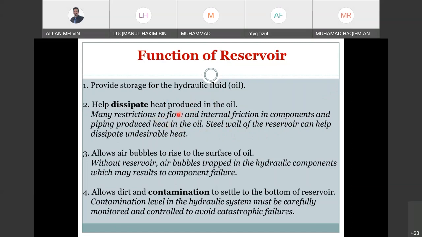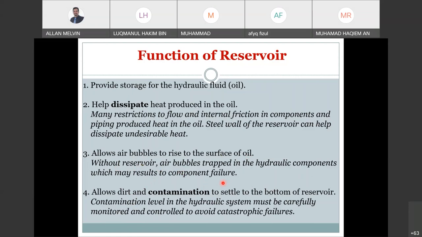The third function allows air bubbles to rise to the surface of the oil. As I told you earlier, you cannot have water, you cannot have air, you cannot have extra debris inside the oil. Otherwise, your system will be disturbed. So without a reservoir, air bubbles trap in the hydraulic component, which may result in component failure. If there are a lot of air bubbles, your system will be choppy, and suddenly there is no supply, which will cause your component to break.